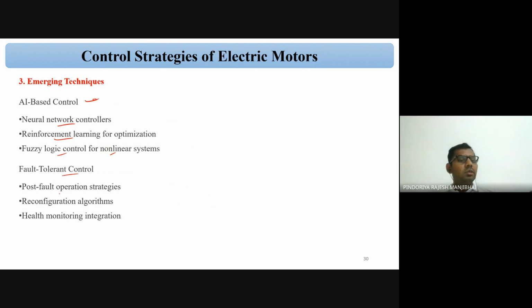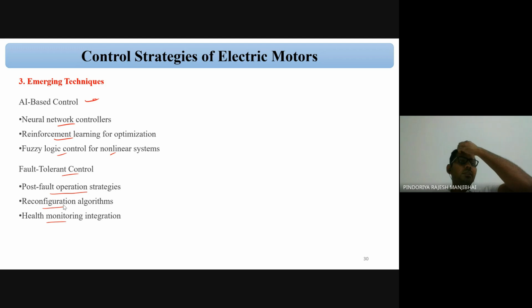Fault tolerant control, so post fault tolerant operation. As I said in the beginning of this subject, the latest hot topic is that we have to do research on condition monitoring and fault diagnosis, correct? Reconfiguration algorithm, health monitoring integration. So we have to consider all types of parameters while controlling your motor, correct? Are you considering this type of parameter for your control algorithm?